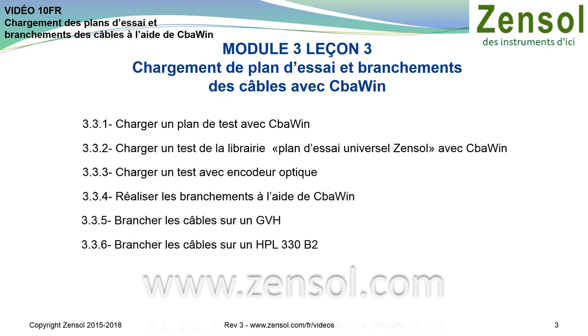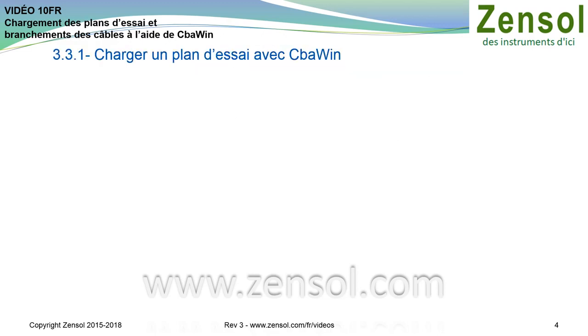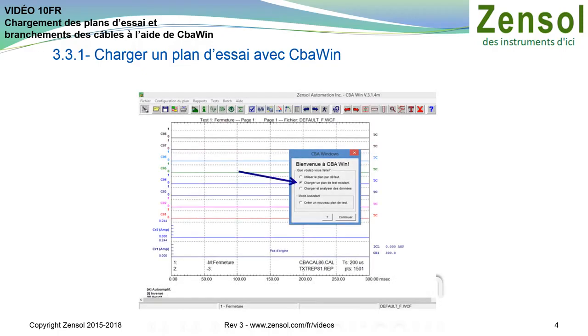Load a test plan with CbaWin. An existing test plan must first be loaded. If you've clicked on the wrong choice, you can always return to this window by clicking on the magic wand icon, the first toolbar button. You can also open a test plan by clicking on the second Open Plan button.